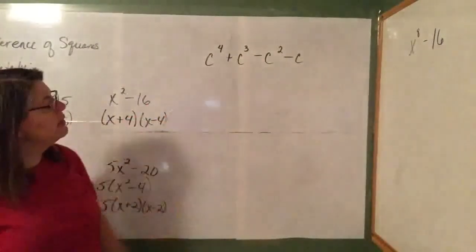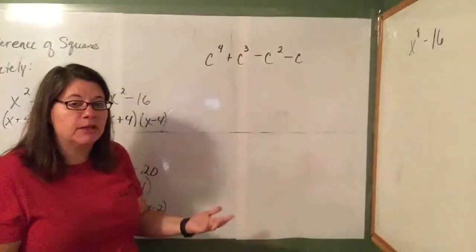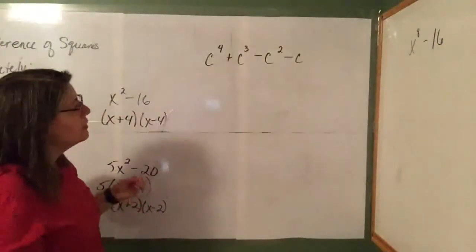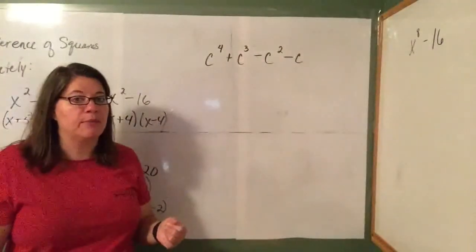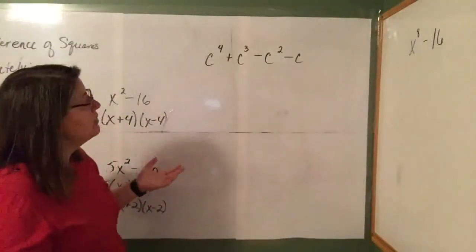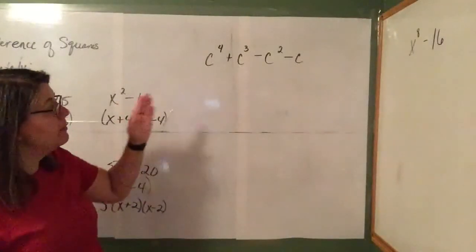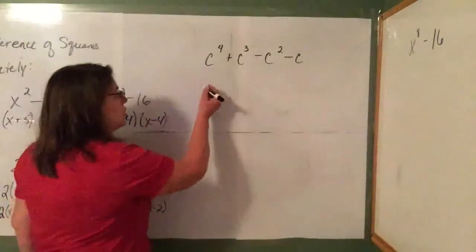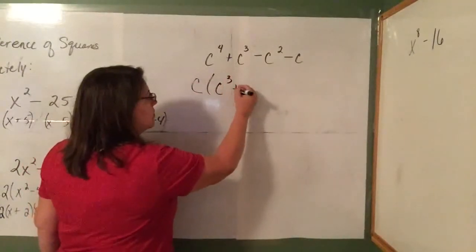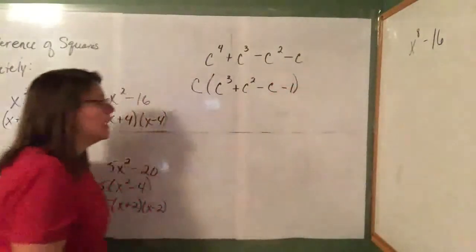So with this one, the first thing I noticed is it's got 4 terms, so I know I'm probably going to factor by grouping. The next thing I'm going to look for is if anything comes out of this whole thing, because if it does, I need to take the common factor out first. And I noticed that they all have C's, so I can bring out a C from every one of those terms. If I bring out my C, I have left C cubed plus C squared minus C minus 1.